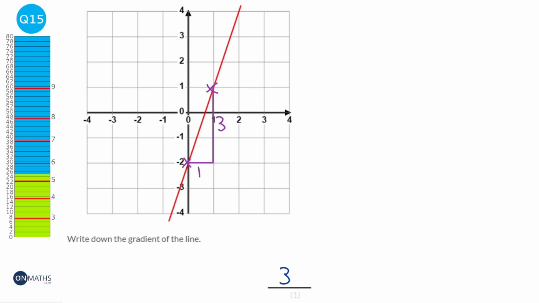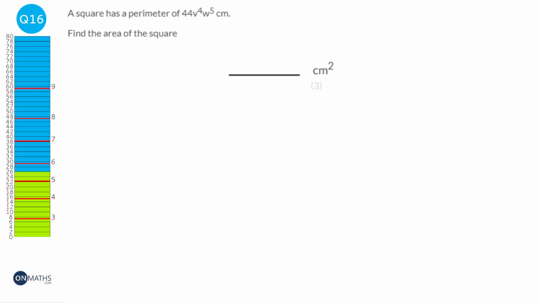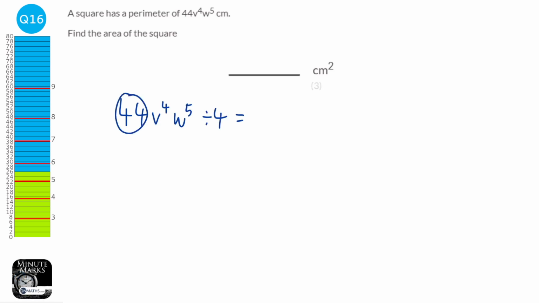So a different definition of the gradient is for every 1 we go to the right, how far up we go, which is 3. So we need to first of all work out what the length of the side of the square is. And to do that, we get the 44v to the power of 4, w to the power of 5, and we just divide it by 4. To do that, all we need to do is divide the coefficient by 4. So it'd be 11v to the power of 4, w to the power of 5.